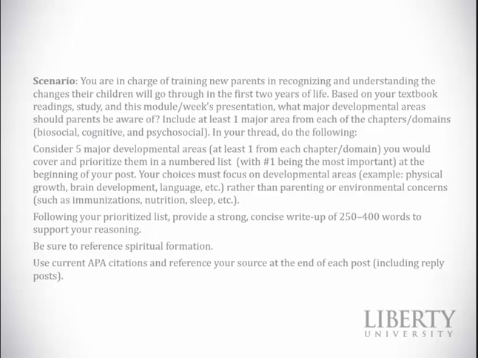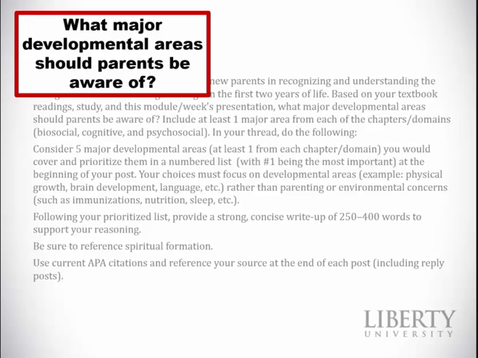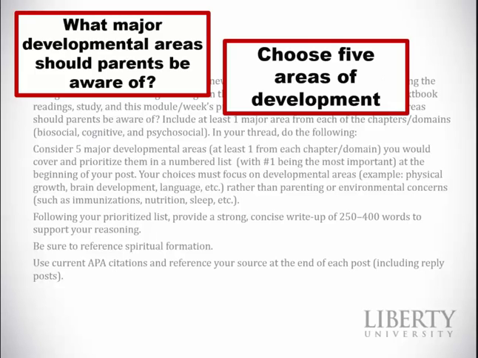Here are your assignment instructions, but rather than reading through the details right now, I'd like to summarize. The main question we will answer here is this: what are the developmental areas or milestones that parents need to know about? For this assignment, we will choose, then focus on 5 areas of development.